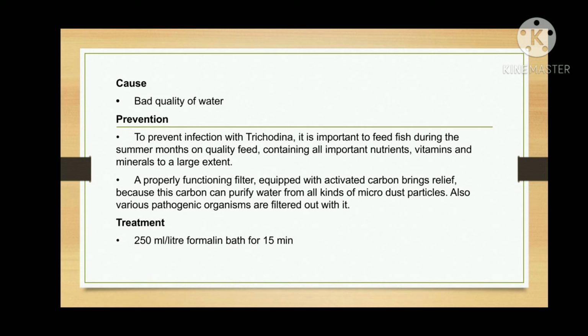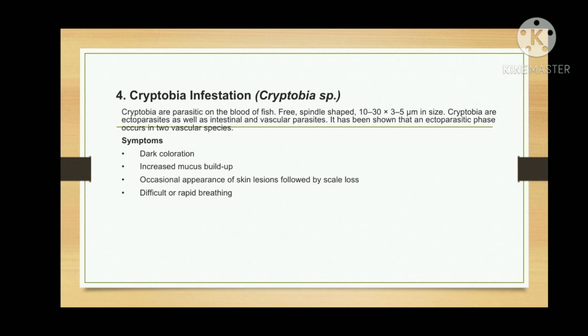Prevention: to prevent infection with trichodina, it is important to feed fish during the summer months on quality feed, containing all important nutrients, vitamins, and minerals to a large extent. A properly functioning filter equipped with activated carbon brings relief, because this carbon can purify water from all kinds of microdust particles. Also, various pathogenic organisms are filtered out with it. Treatment: 250 ml per liter formalin bath for 15 minutes.